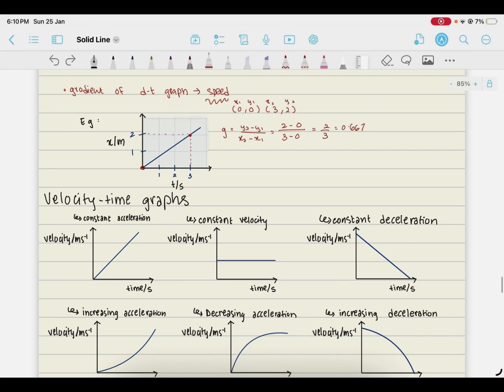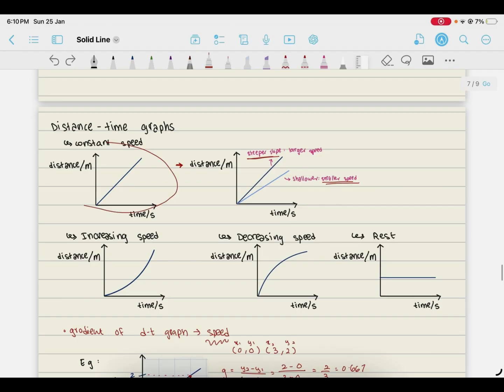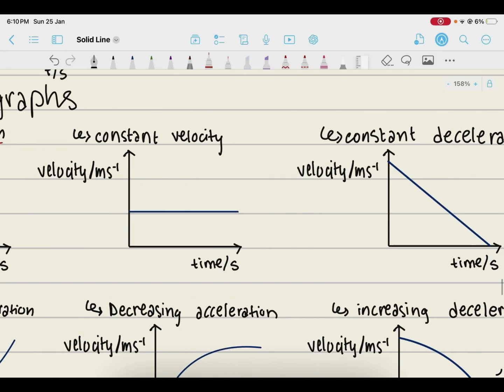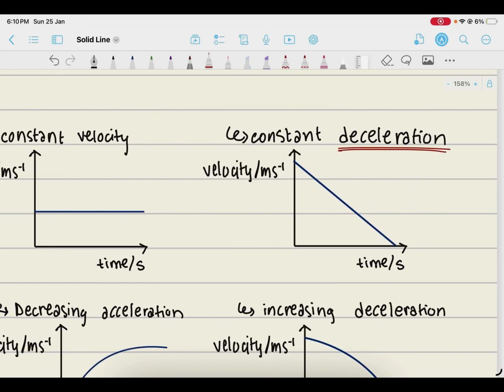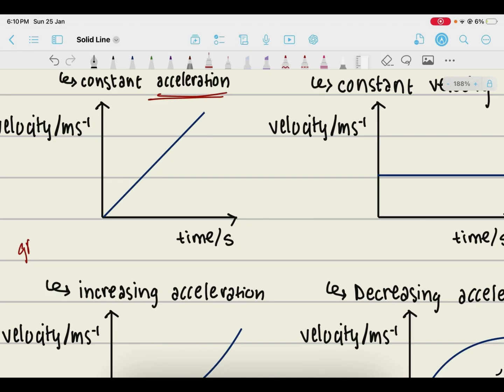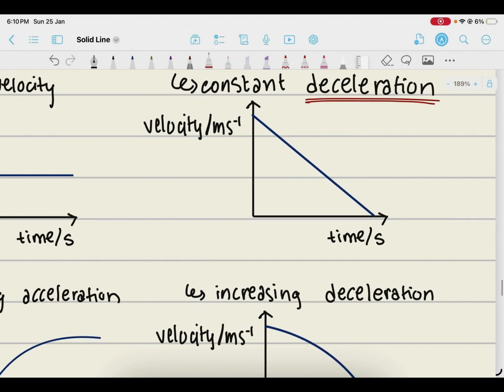But for a distance-time graph, this is what constant speed looks like. Next is constant deceleration. This was acceleration, this is deceleration. As I mentioned earlier, deceleration is just negative acceleration. Also, for velocity-time graphs, the gradient is acceleration. So as you can see here, the gradient is negative, right? So it will be deceleration.